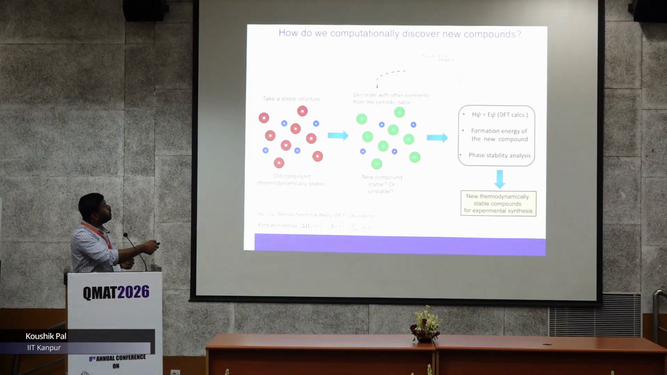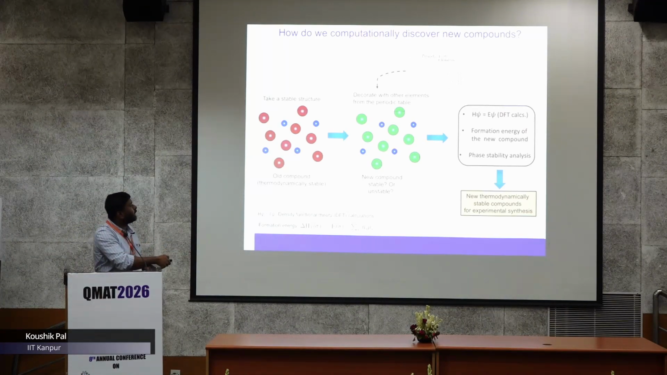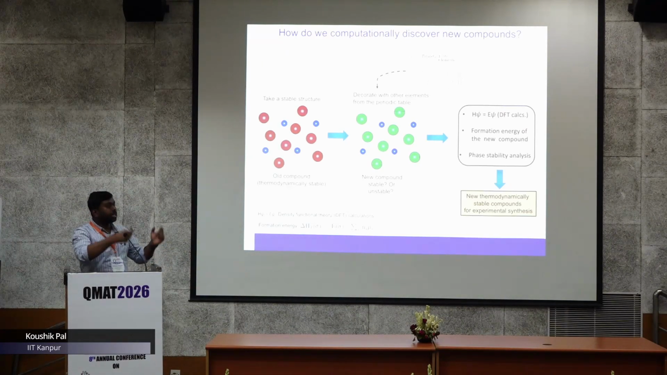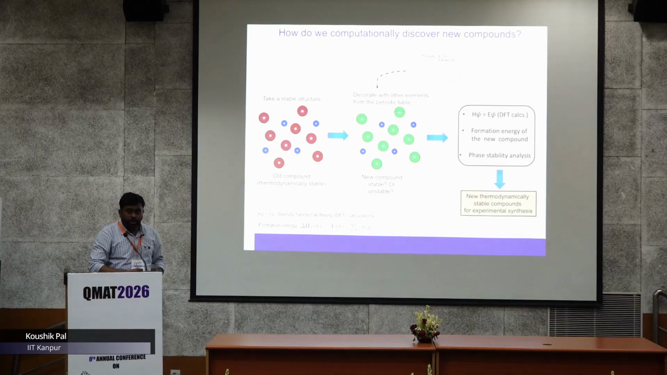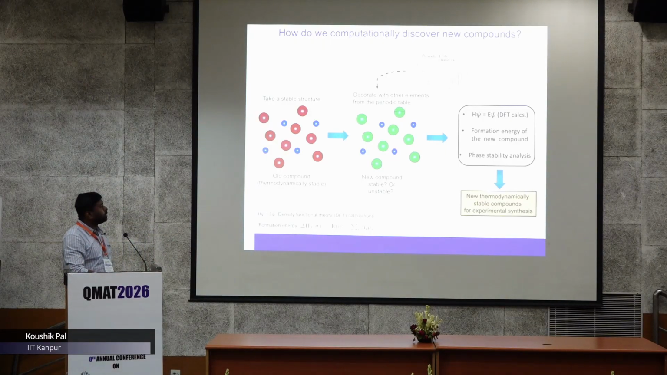and we decorated them with many elements, and that gave us a lot of structures. So how do you then evaluate the thermodynamic stability computationally? Basically we do DFT calculations, and we calculate formation energy, and we perform phase stability analysis, right? And after doing this analysis, it can give us new thermodynamically stable compounds.